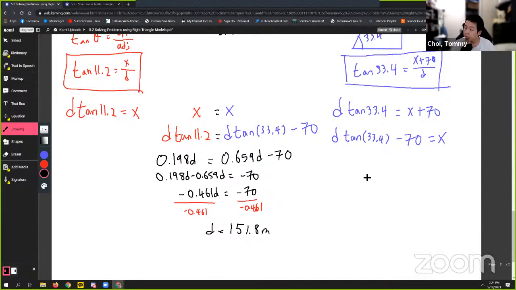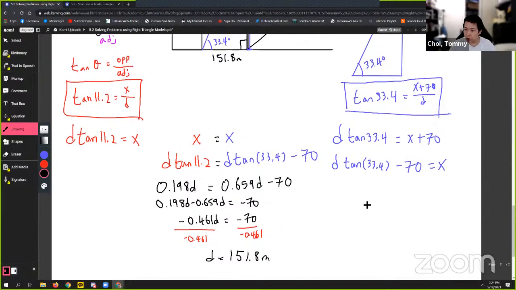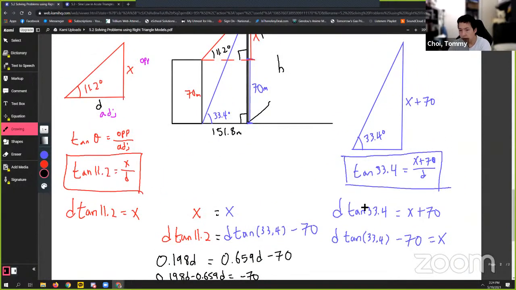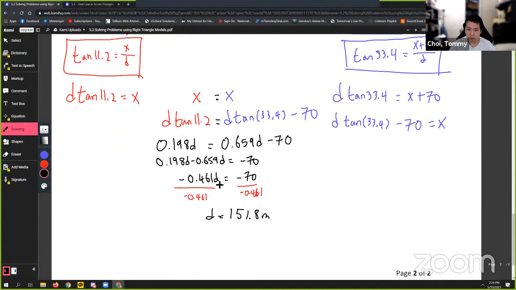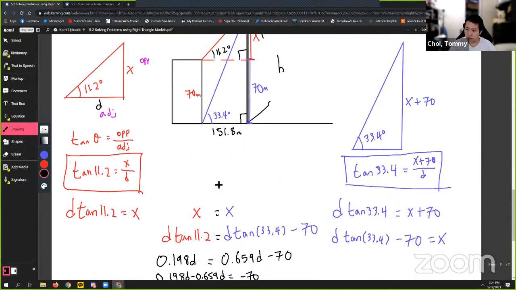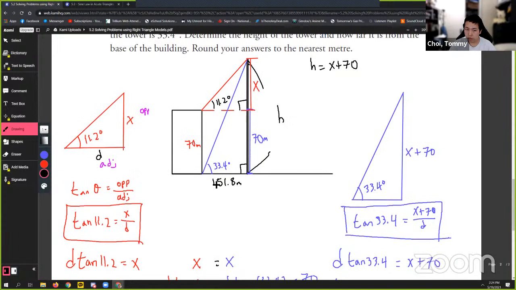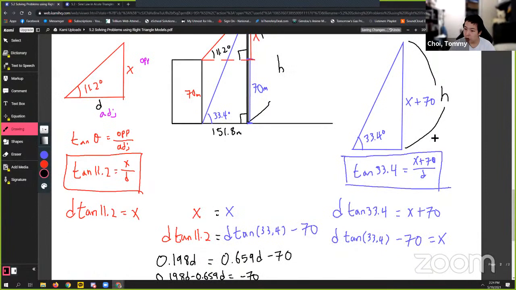So now what? Now what do we do? Well, we need to find the height of the tower. Which triangle would we use, the left or the right, to find the height of the tower? Does it matter? No. But the right one would make more sense because that's the whole tower on the right side. This whole thing is the height, remember? x plus 70 is the height. So we might as well use the right triangle.